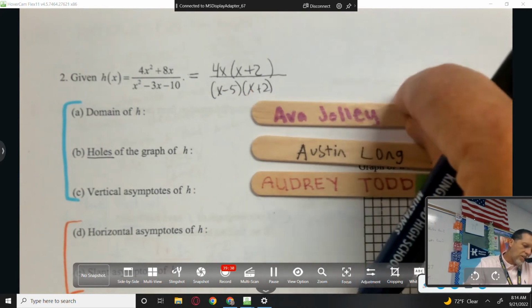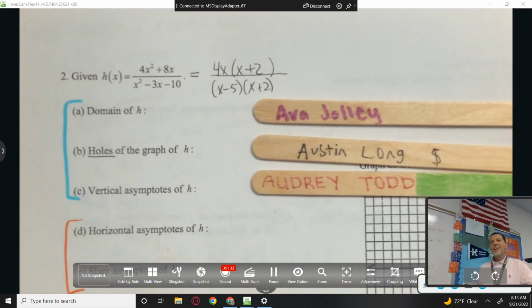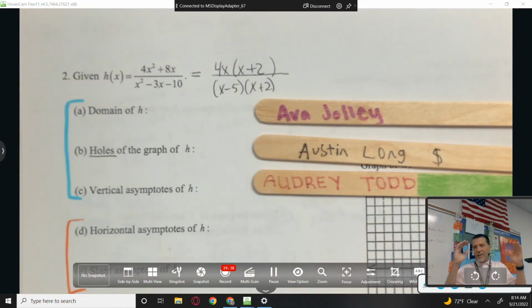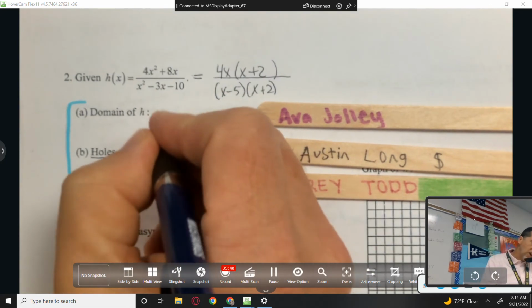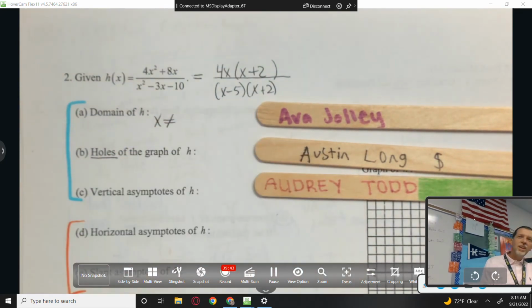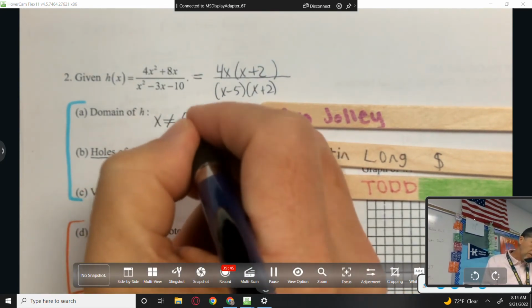All right, our section 1 experts here. Ava, do you know what the domain of that function is? And again, we don't need to write it in interval notation. I'm fine with you just saying x can't be 5 and -2. Good. X can't be 5 and -2.